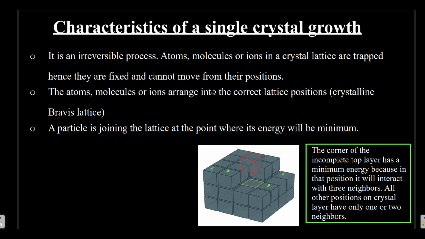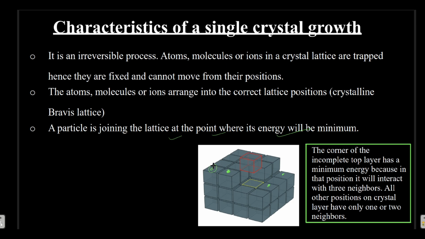So what may be the reason for that? Look at here. A particle is joining the lattice at the point where its energy will be minimum, right? Suppose this atom or particle came over here, then what would happen? One face of this atom and one face of this atom, that is the bottom face, would join, and all the other faces will be exposed, right? They will not have any interaction with anything.